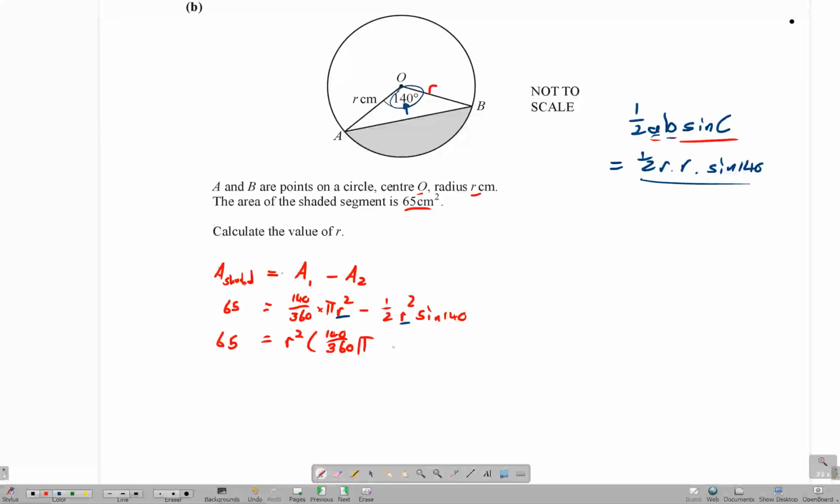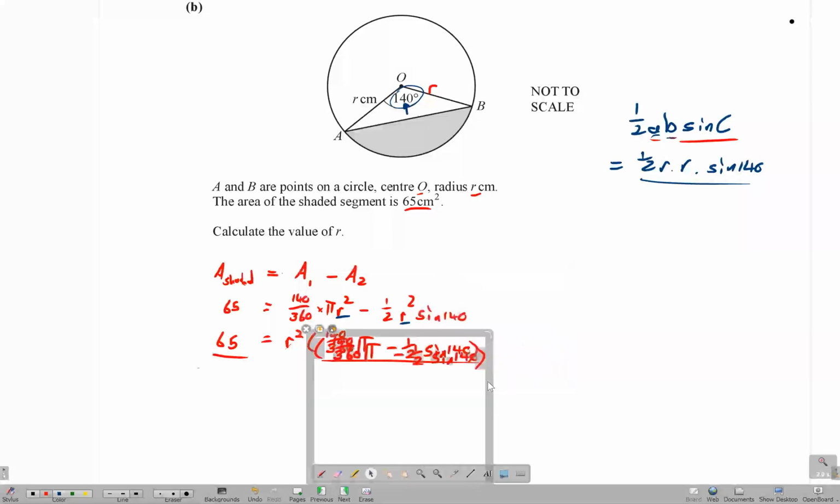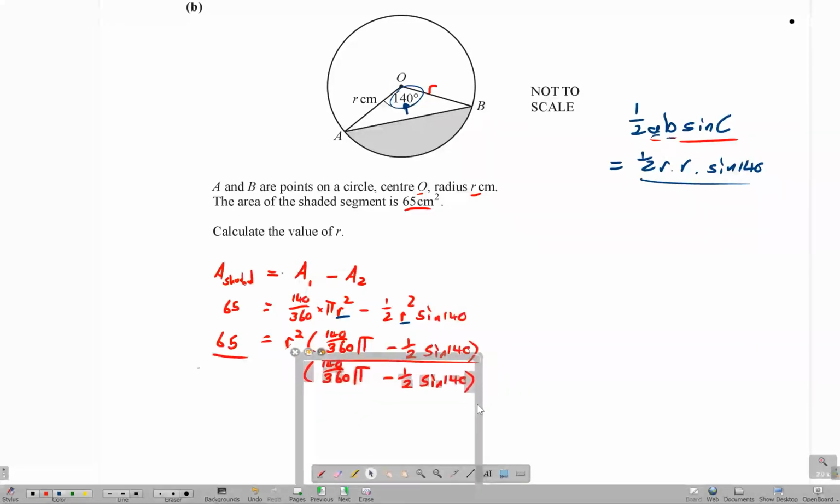And this is pi minus a half times sine 140. Okay, and then to solve for R, we're going to divide by this entire term on this side, and we're going to divide by that term on the other side. So we want to get rid of that entire bracket. I'm going to cheat a bit and copy and paste. So we divide by that.